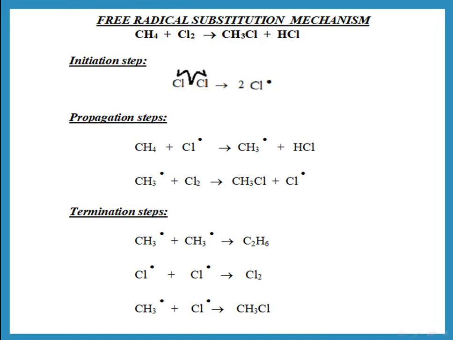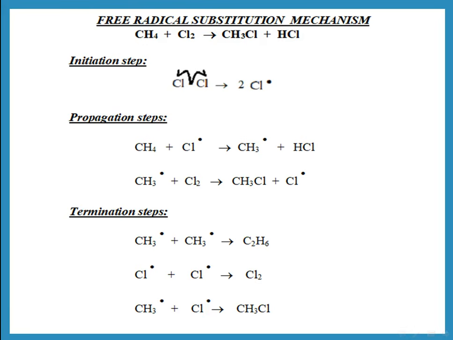So overall, what are we doing? We're trying to react methane with chlorine to form what we call methyl chloride, CH3Cl plus HCl. Now, how does this happen? This happens in three main steps. The first step is called initiation step. And for this to happen, this is where I need my UV light.